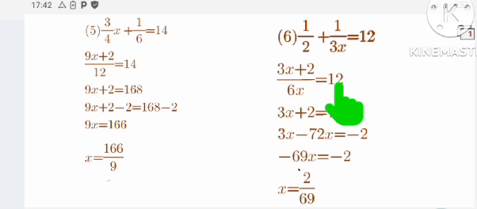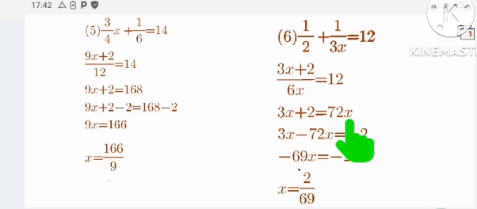What do we do when we get to this stage? We simply cross multiply, so we can have an equation that looks like this, and it's easier to solve that way. When we cross multiply, we are going to have 72x. So we end up with 3x plus 2 is equal to 72x.